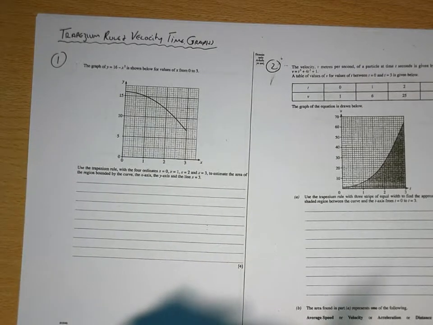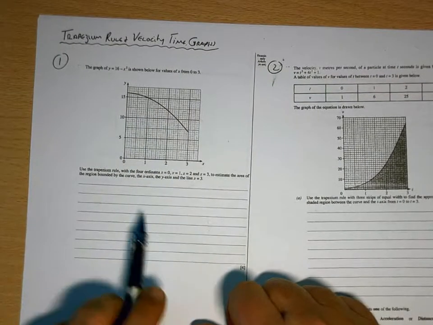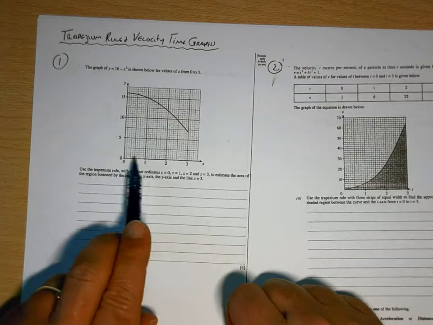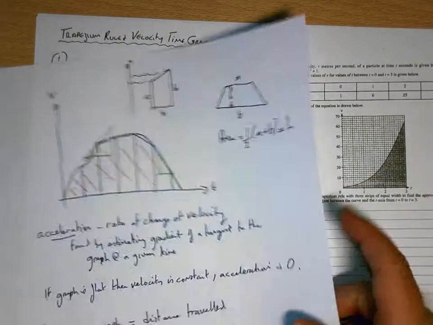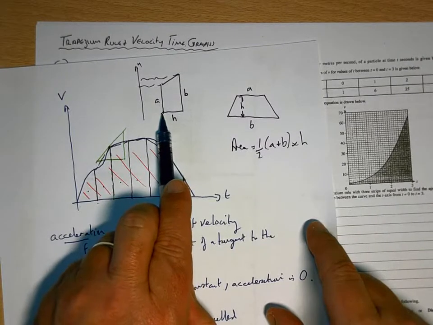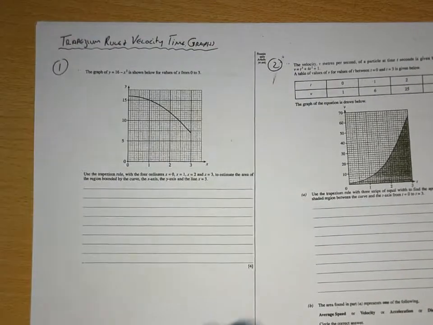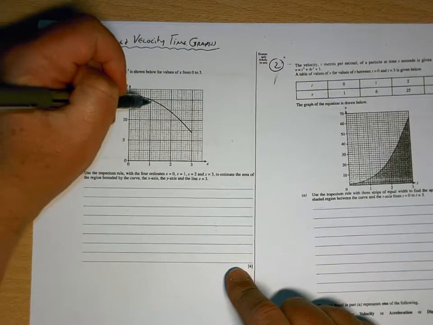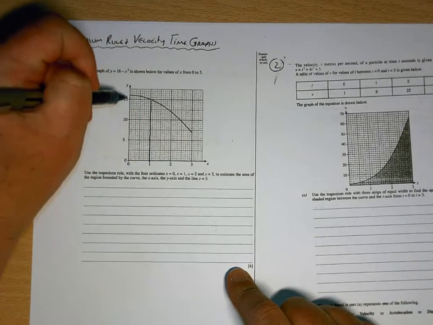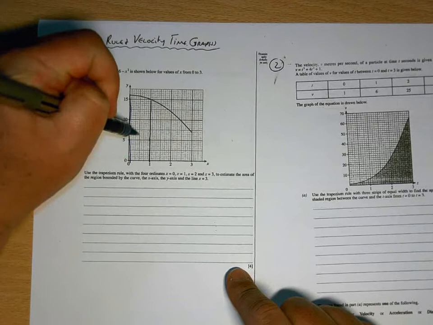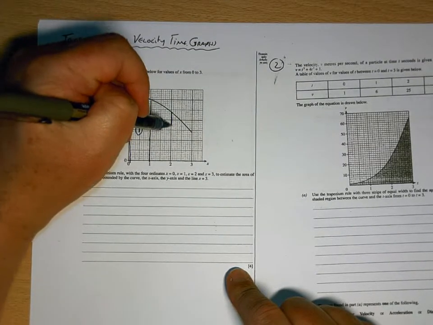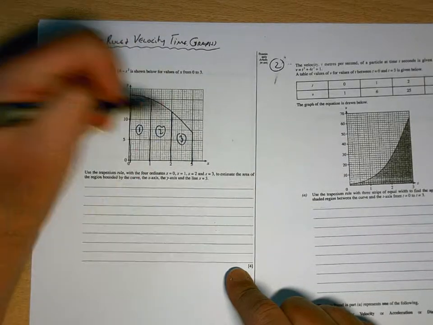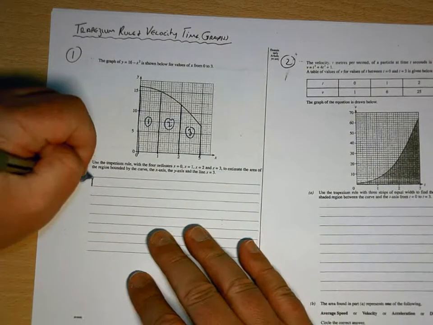The graph of y equals 16 minus x squared is shown below for values of x between 0 and 3. Use the Trapezium rule with 4 ordinates. Now what they mean by ordinates are those parallel line parts. So that would be one ordinate, that would be another ordinate. So we've got x equals 0, x equals 1. So this is going to be my first trapezium. 1 and 2 will be my second, and 2 and 3 will be my third.